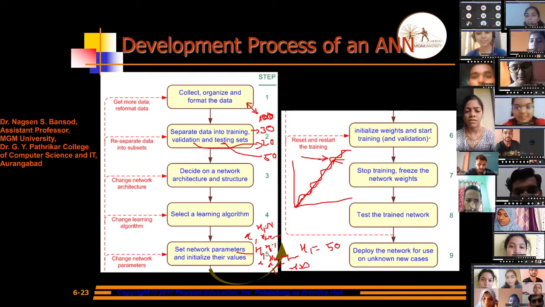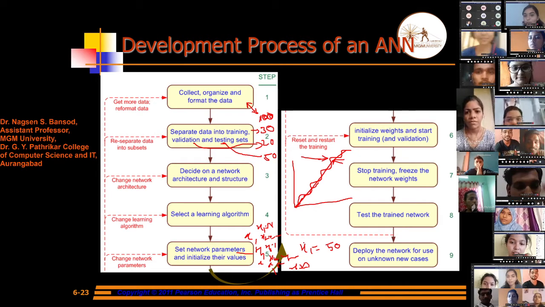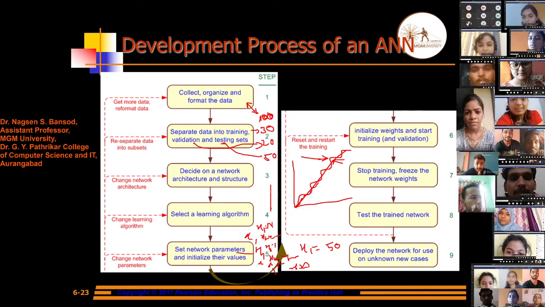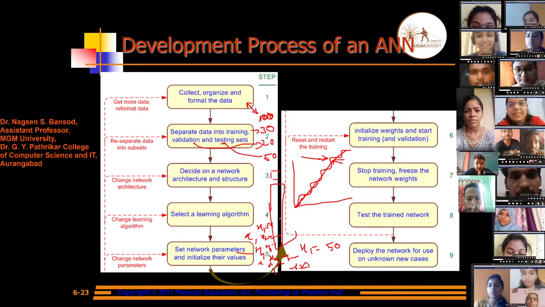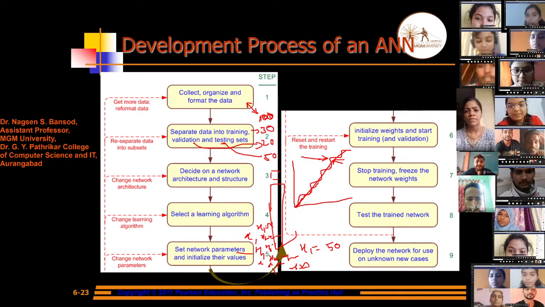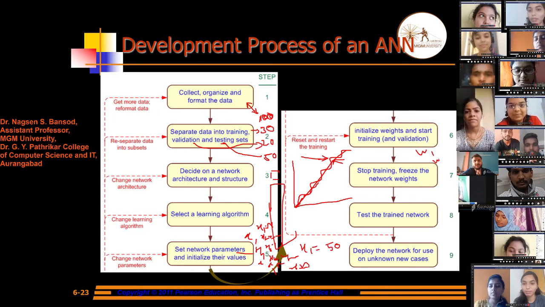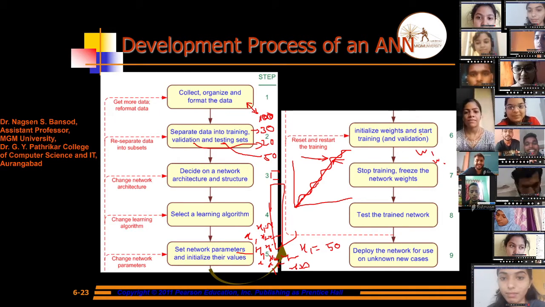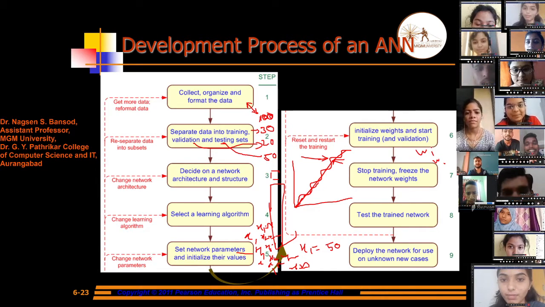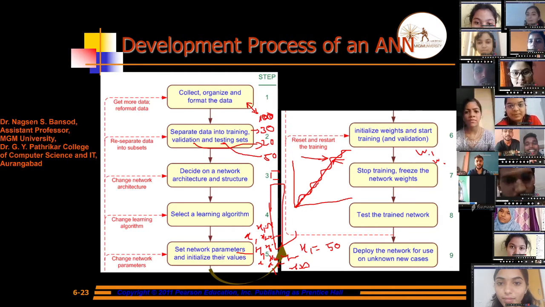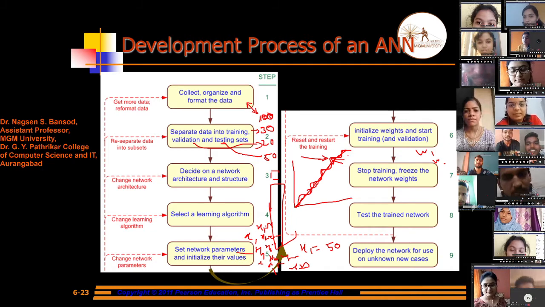After this, the next step is to initialize the weights and start the training and validation. Once we have selected layer 1, the first layer is the input layer, x1 to xn. Then initialize the weights w1, w2, w3, and start training the network and validate whether our output is lying on the validation or not.